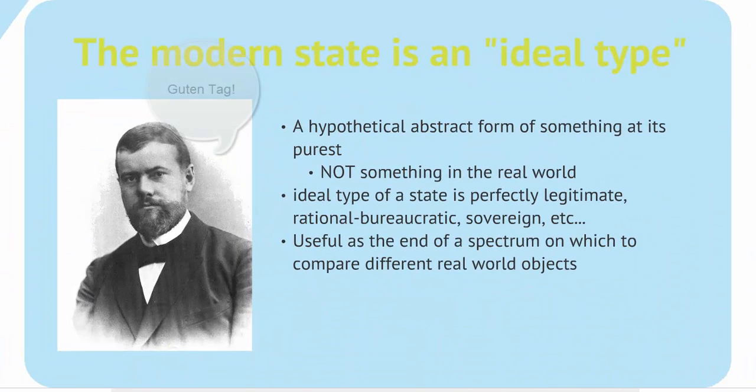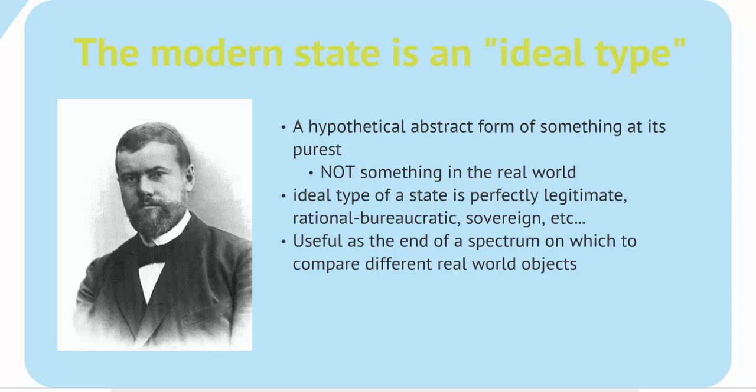Now, Max Weber is that German sociologist that hopefully you remember from his discussion of sovereignty and legitimacy of the state. And he is one of the most important social scientists, and he came up with a lot of really useful concepts. And one such concept is the ideal type. And the modern state is really an ideal type. An ideal type is the purest version of something, in the abstract. It's like a Platonic form.